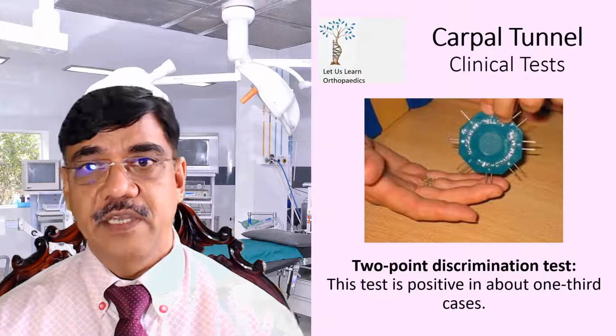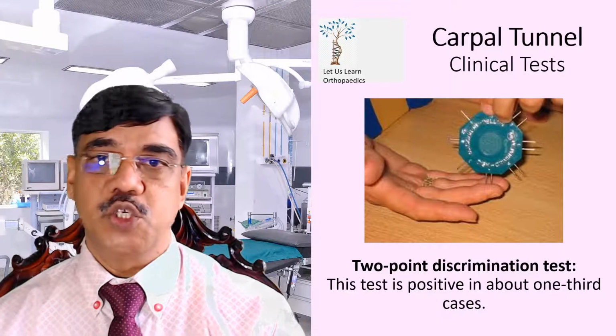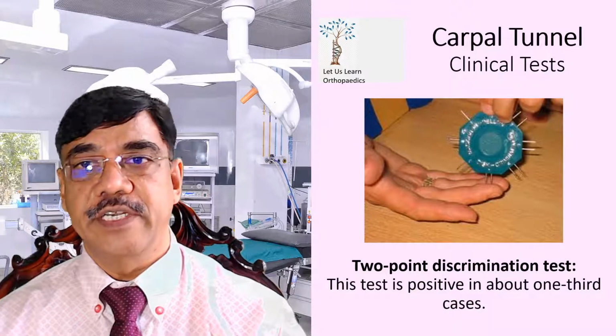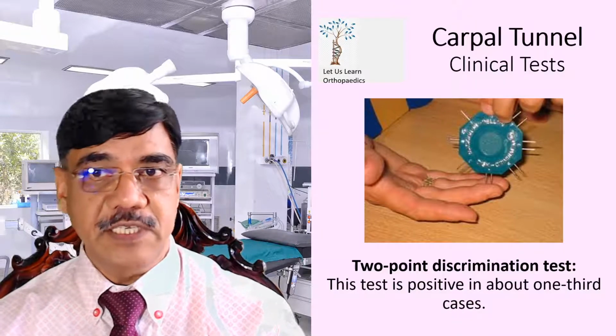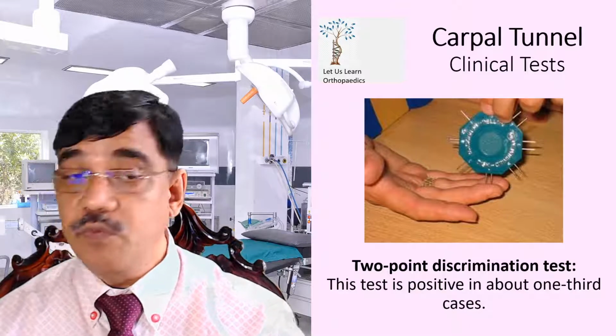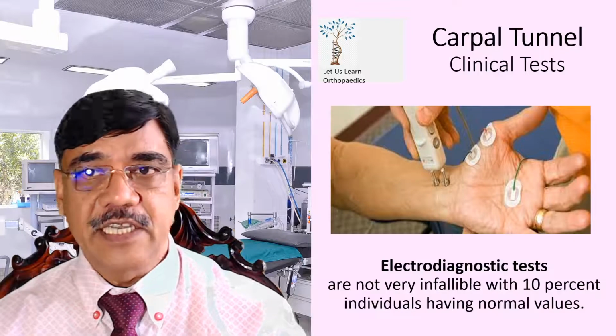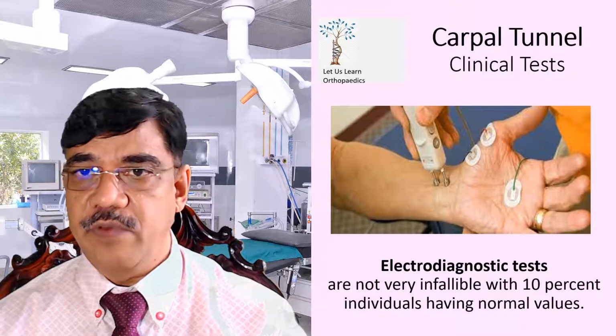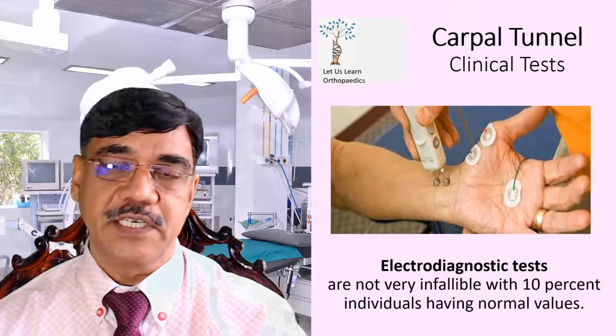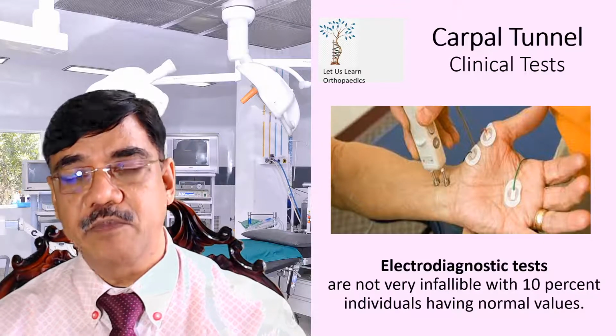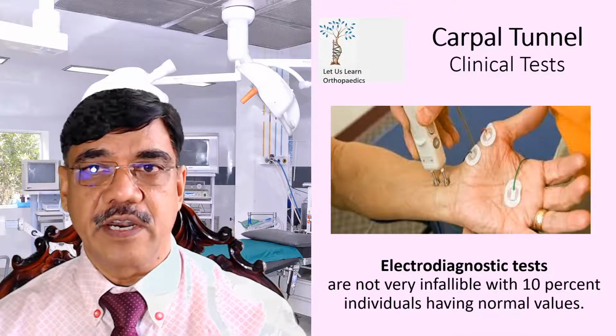And finally, you can also use this particular instrument for the 2-point discrimination test. Now this test is positive in about 1/3 of cases. And lastly, the electrodiagnostic tests are not very infallible, with 10% of individuals having normal values. It includes the nerve conduction test.